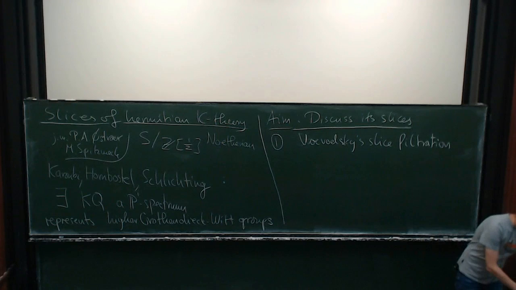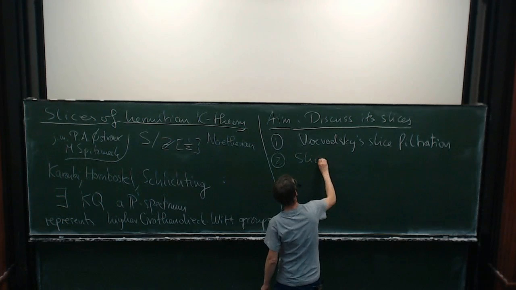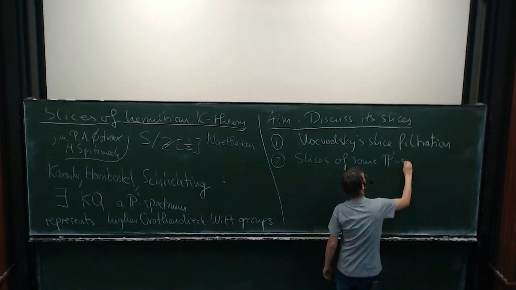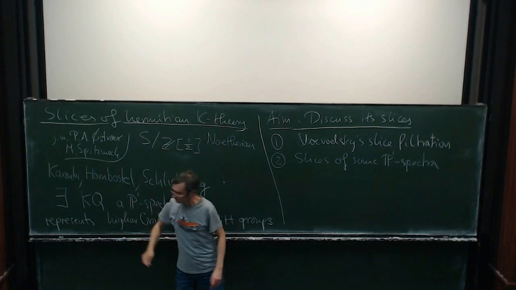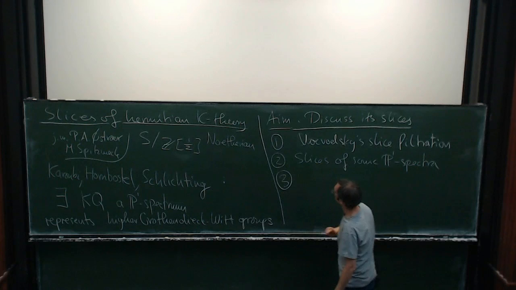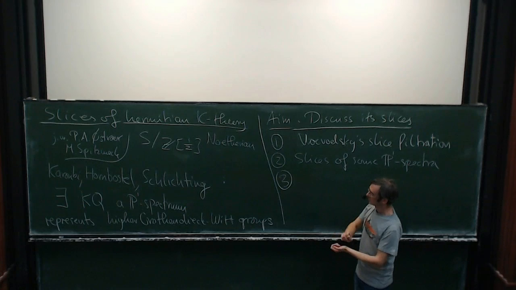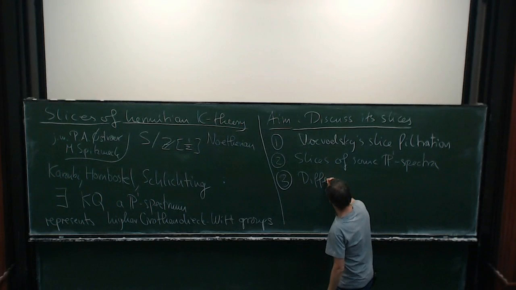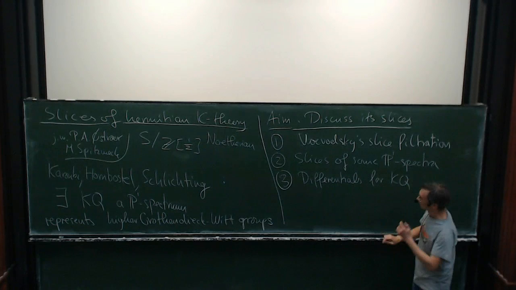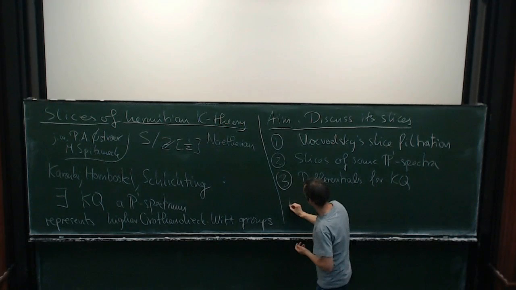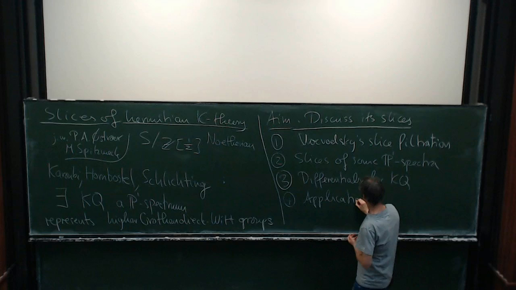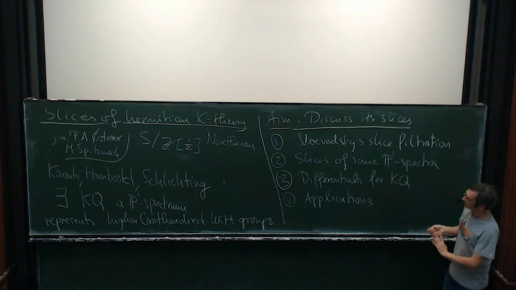Then, once I've introduced this, I will describe slices of some P1 spectra, including this here. There's 3 first. Sorry. Well, this here is just about the single chunks, but they are connected in a certain way, and we know the first step, which is the slice differentials for the spectrum, and this allows you to make some computations and get some applications. And this will be then the end.